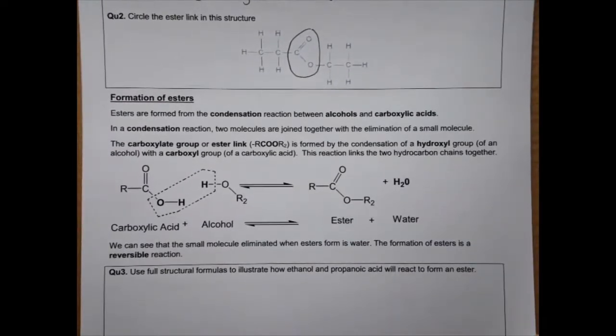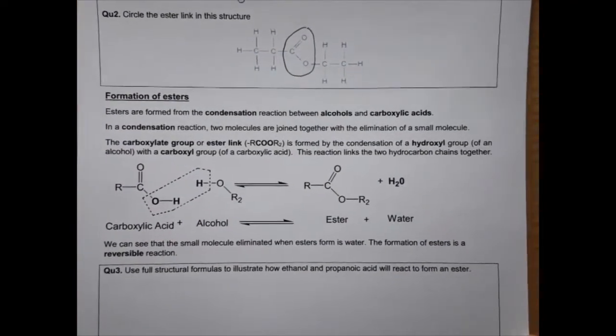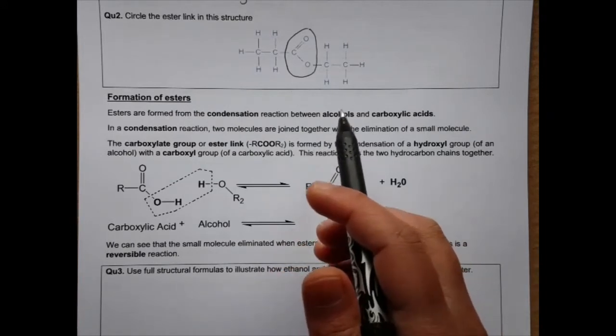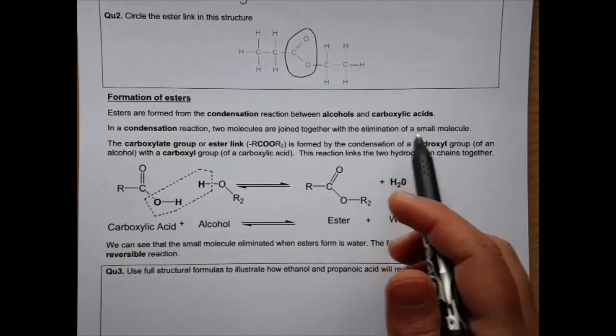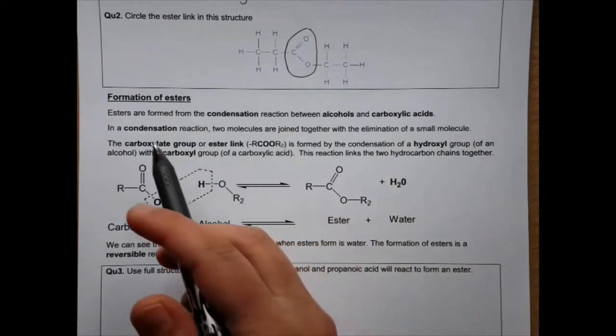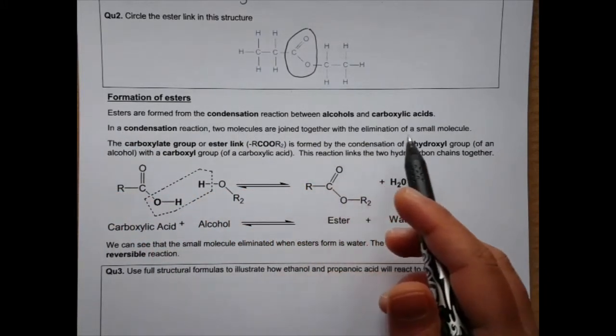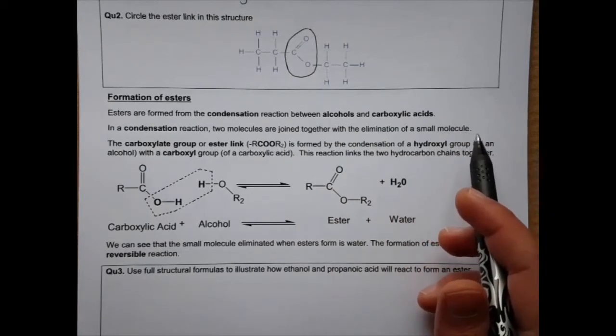So esters are formed from the condensation reaction between alcohols and carboxylic acids. So we've learned about alcohols and carboxylic acids already, and an ester is always made of 1 part alcohol and 1 part carboxylic acid. We'll look at how that works in a sec. So in condensation reactions, 2 molecules are joined together with the elimination of a small molecule.